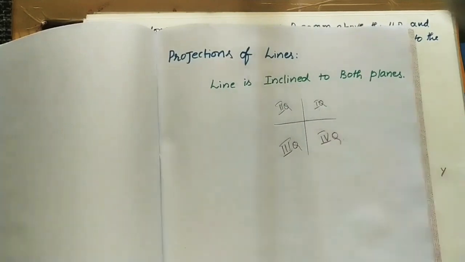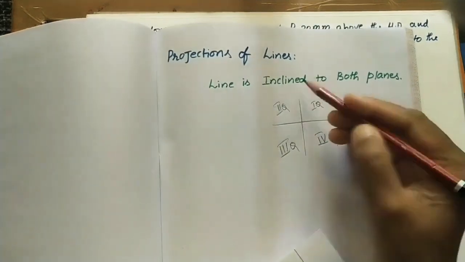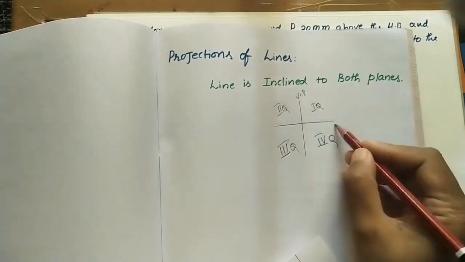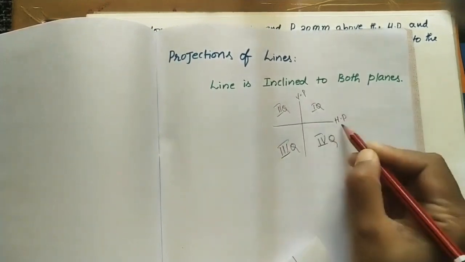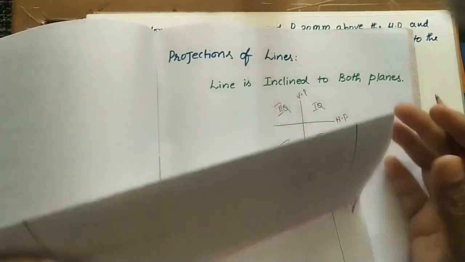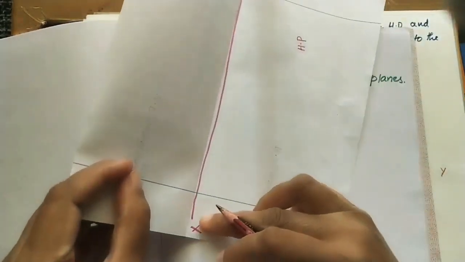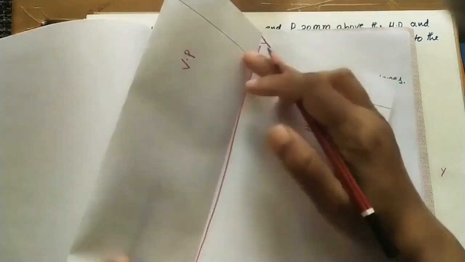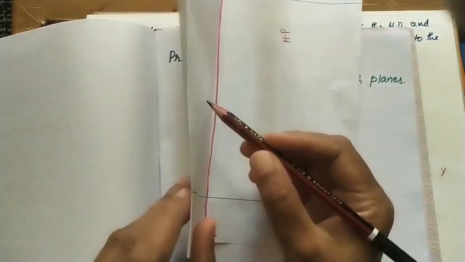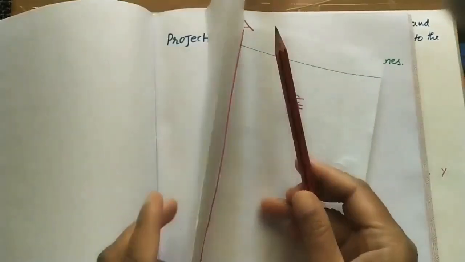Here I am taking this as the vertical plane, we can write VP, and this is HP, the horizontal plane. In the 3D view, this plane is the vertical plane, this plane is the horizontal plane, and the line joining both planes is XY. It is called the reference line, and the angle between these two is 90 degrees. This is the first quadrant. The line is in the first quadrant.